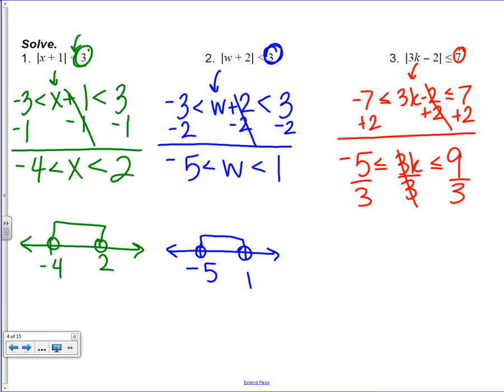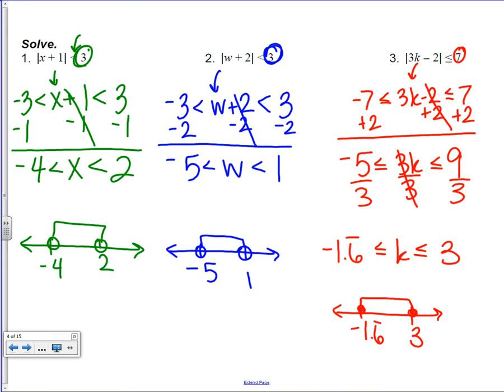I get -1.6 repeating is less than or equal to k is less than or equal to 3. And now the k is isolated. So my critical numbers are -1.6 repeating and 3. Both of these get closed circles, and the k is in the middle, so we shade in the middle. All right, that is your first set of less than inequalities.